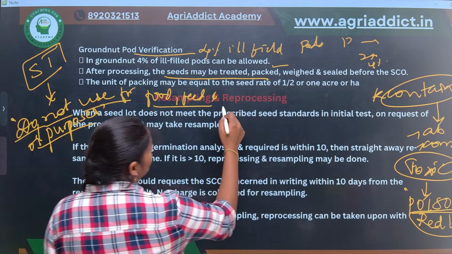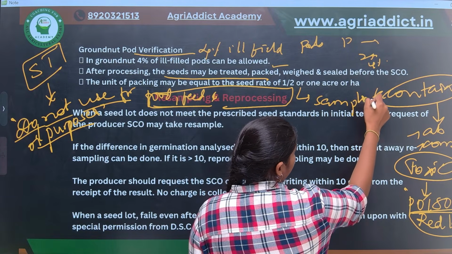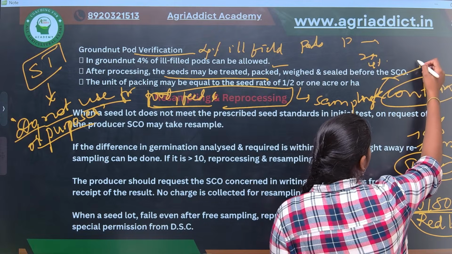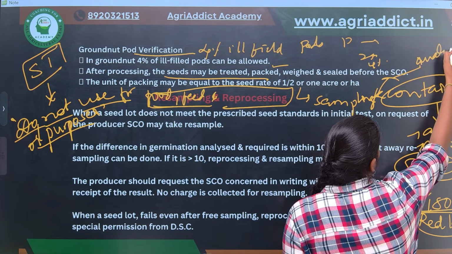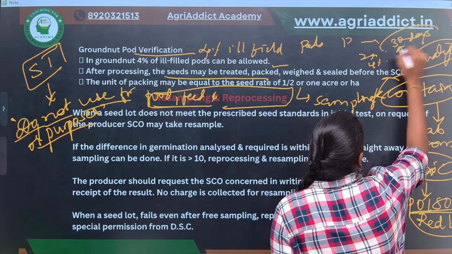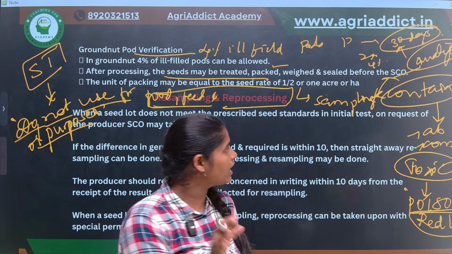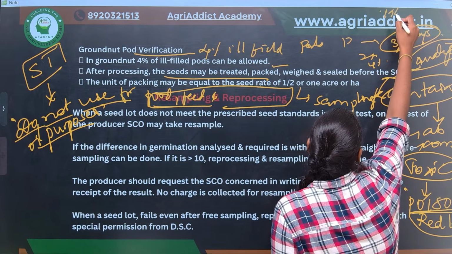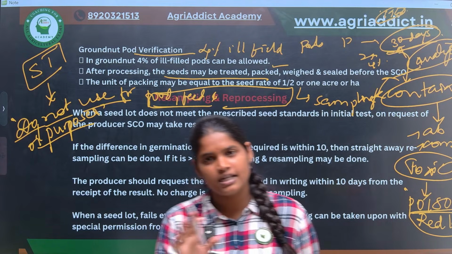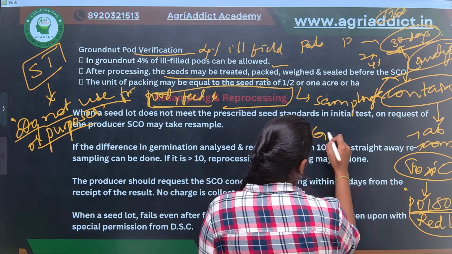Then resampling and reprocessing. After processing, he will go for sampling, the same way as mentioned in seed testing. Then he will send this sample for analysis. Within 30 days, the analyst should submit the report. It is 21 days and not more than 30 days according to the Seed Act 1966. So remember this. After getting a satisfying report, that means the seed has met all the seed standards, then we can grant a certificate.